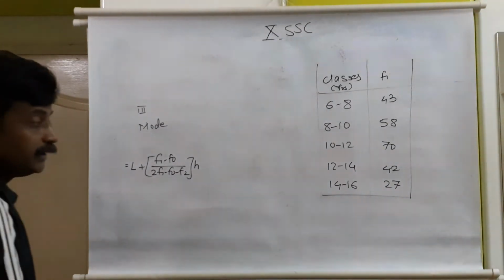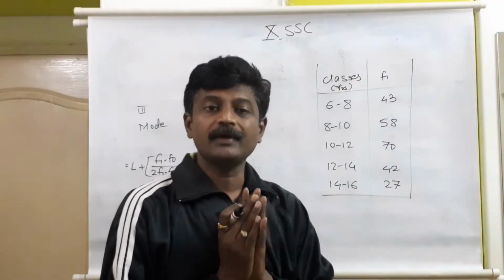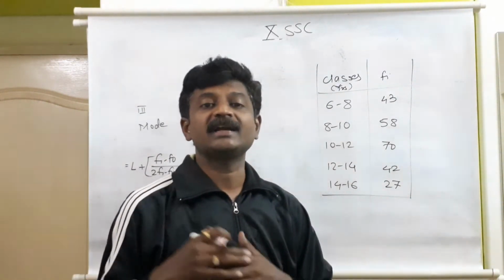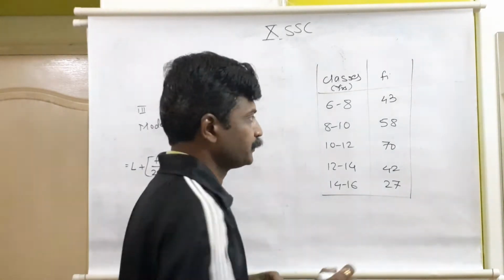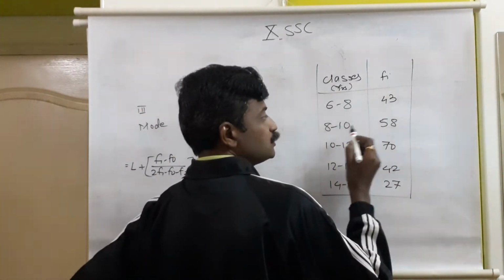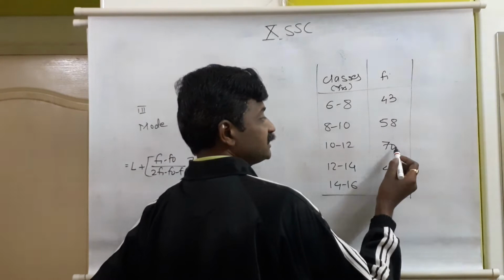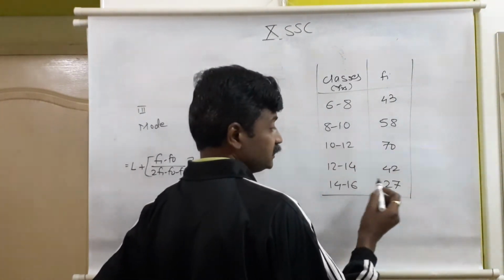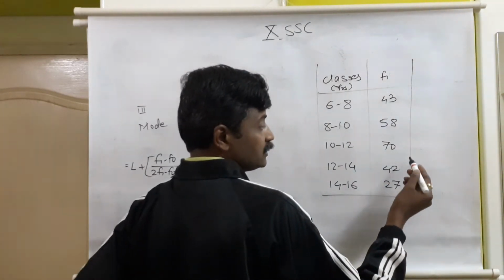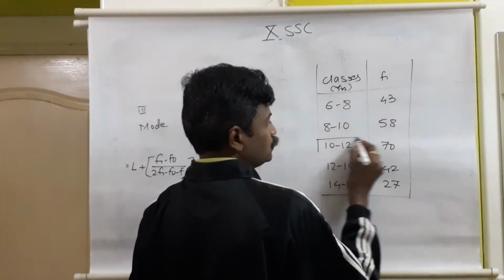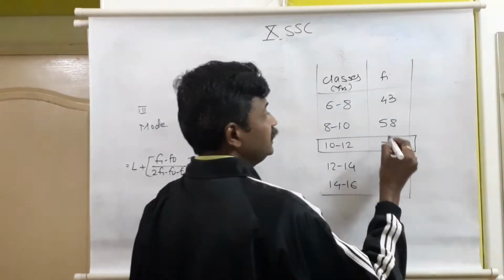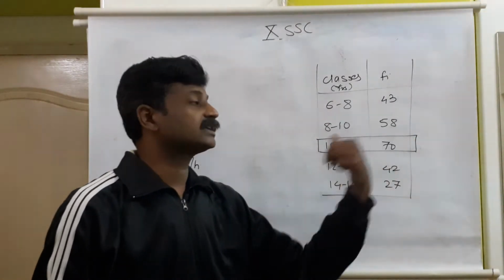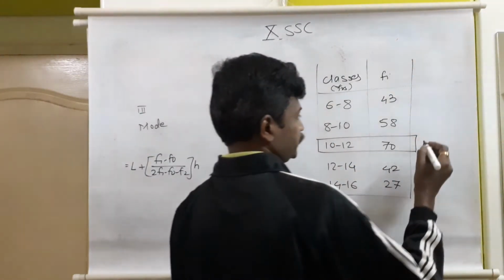Now, we need to find the modal class. How to find the modal class? Find which class has the maximum frequency in the given information. 6 to 8 has 43, 8 to 10 has 58, 10 to 12 has 70, 12 to 14 has 42, and 14 to 16 has 27. So the maximum frequency is of which class? This one, 10 to 12. 10 to 12 has 70, the maximum frequency in the observation table. So this class will be the modal class.